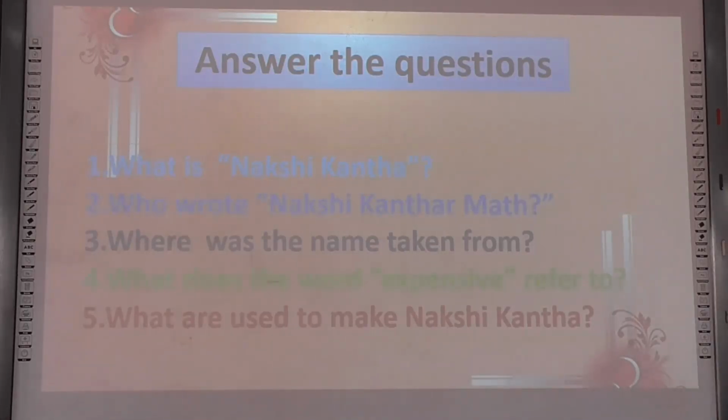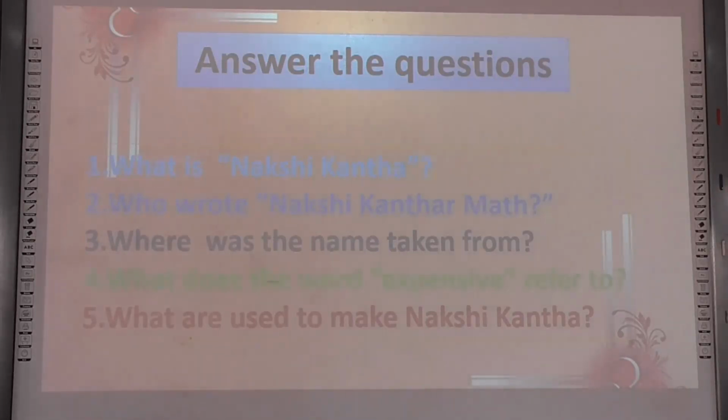Second question is, who wrote Nakshi Katha Mat? We can answer it such like this. Jasimuddin, who is known as rural poet, wrote Nakshi Katha Mat. Third question is, where was the name taken from? Okay. The answer should be such like this. The name was taken from Jasimuddin's famous poem Nakshi Katha Mat.